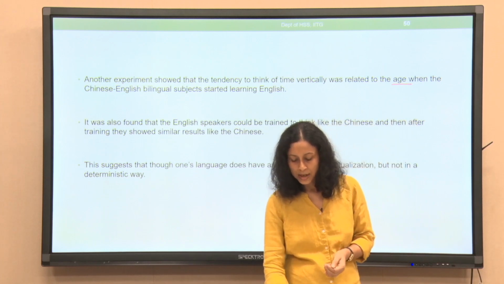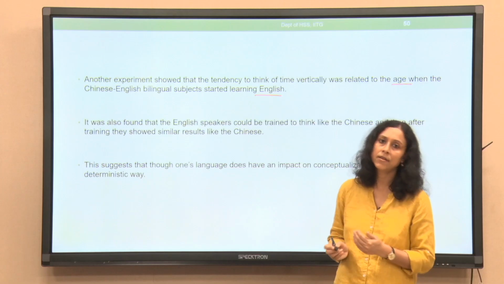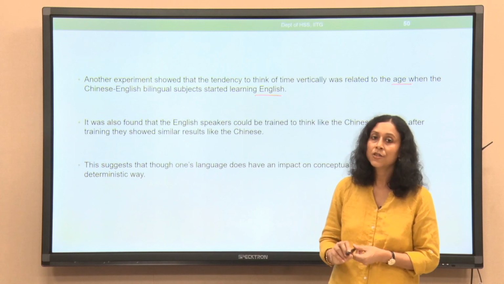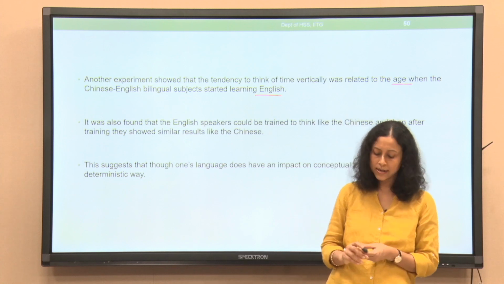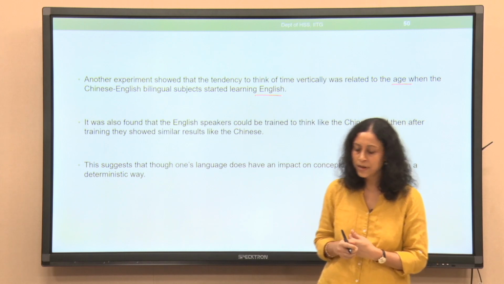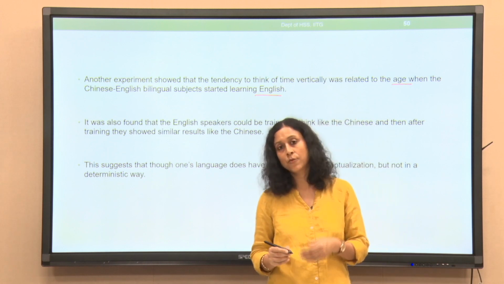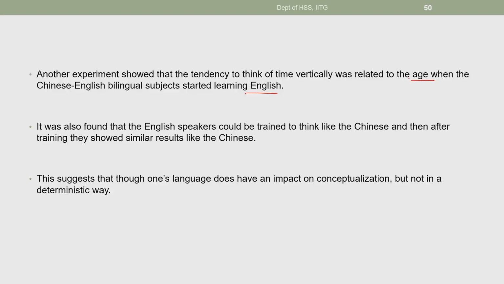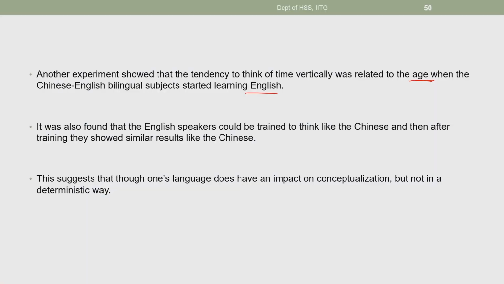So, in the case of Chinese English bilinguals learning English, to what extent verticality will impact their understanding of time is actually dependent on the age when they started learning English. So, you see it is a very nuanced way of looking at how subtle the differences can be, how subtle the impacts of language are, and when that impact actually works and when it does not work, and if it works, to what extent. So, this finding shows that age is an important variable in the case of learners of a second language, which is English.